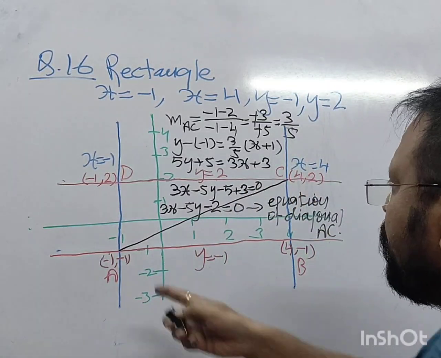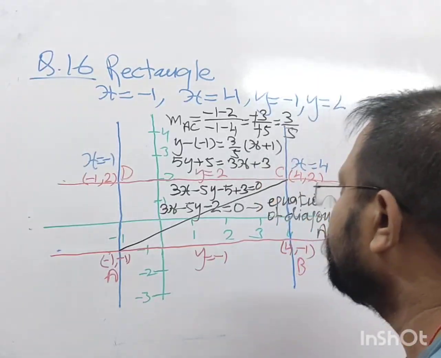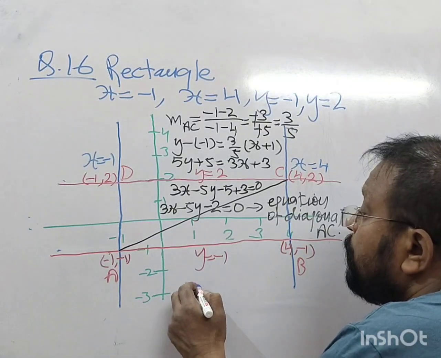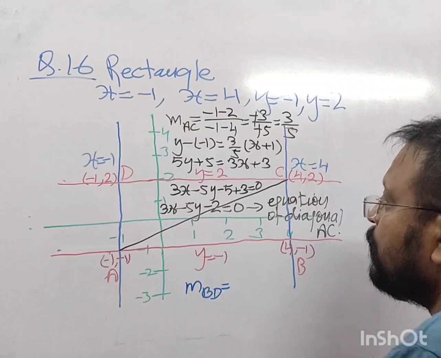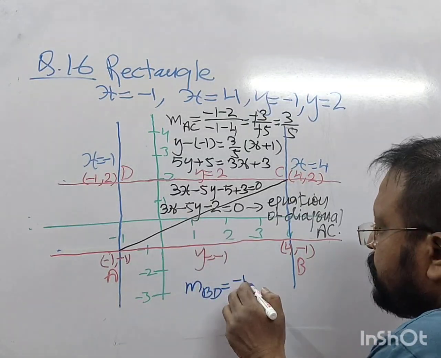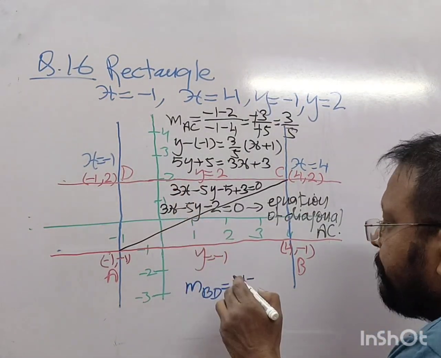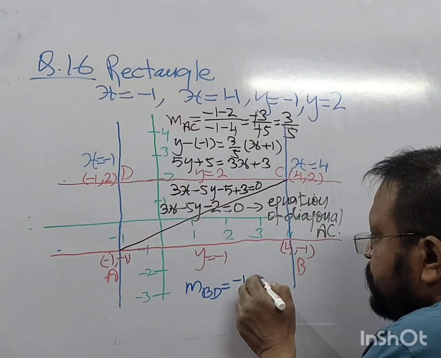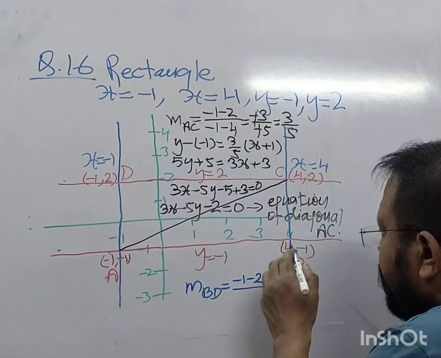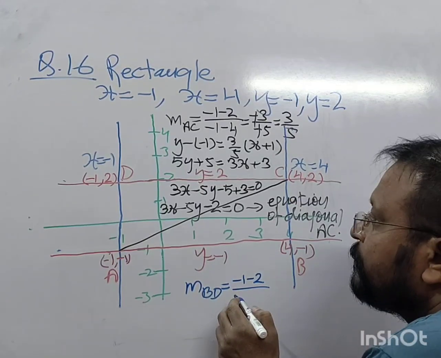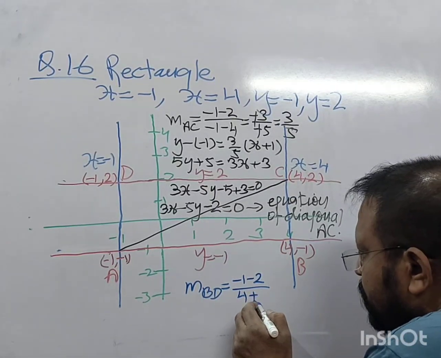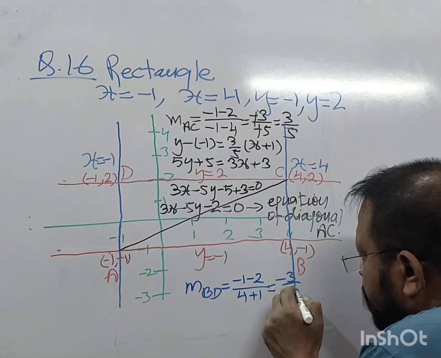So this is, and the next equation is, if we take BD, the slope of BD is equal to minus 1 minus 2 upon x is equal to 4 minus minus 1, that is plus 1. You get minus 3 by 5.